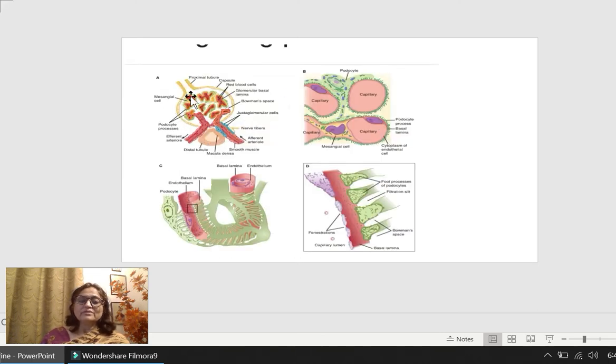And again, this is the Bowman capsule, and this is the enlarged view of the podocytes or the pedicels, and these are the capillaries. All these podocytes cover the capillaries in the form of a network. They form a network around these capillaries, and with the help of their foot processes, they attach to these capillaries, which have fenestrae-like structures.